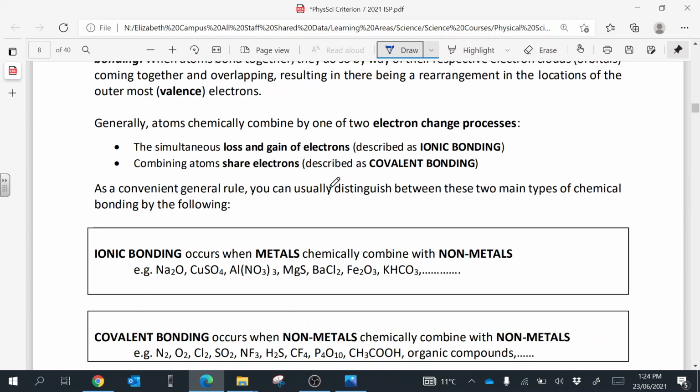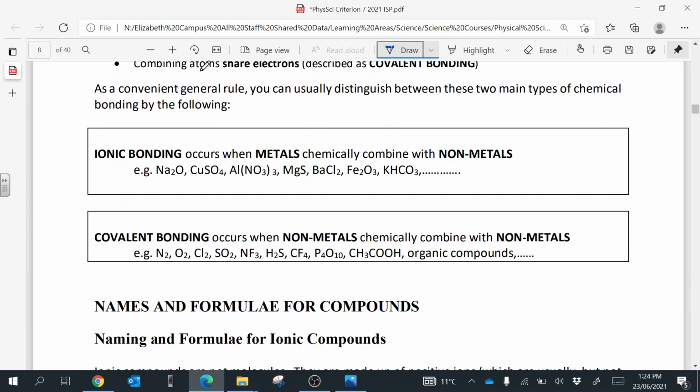So generally, atoms chemically combine by one of two electron change processes. The simultaneous loss and gain of electrons, described as ionic bonding, and combining atoms sharing electrons, described as covalent bonding. Okay, I'm going to have a look at both of them. As a convenient general rule, you can usually distinguish between these two main types of chemical bonding by the following. Ionic bonding occurs when metals chemically combine with nonmetals. Okay, and covalent bonding occurs when nonmetals chemically combine with nonmetals, so generally speaking.